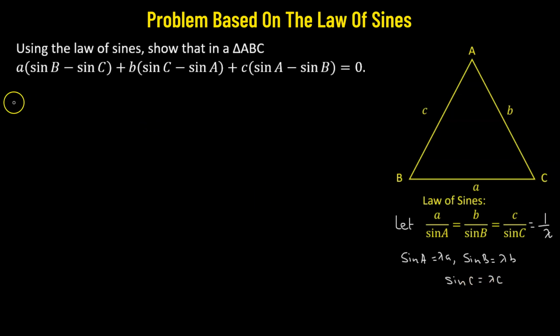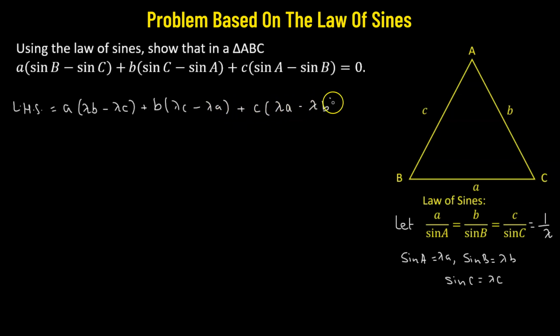So we'll begin from the left-hand side of the given expression. So we have a multiplied by sine B. So what's sine B? That's lambda times b. So lambda times b minus sine C, this will be lambda times c. Plus b times sine C, so that's lambda c, minus sine A, so that's lambda times a. Plus c multiplied by lambda times a minus lambda times b.